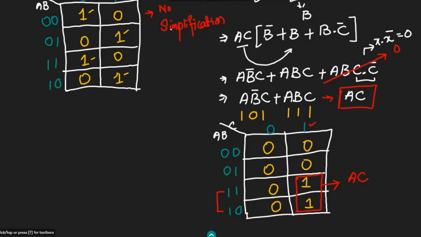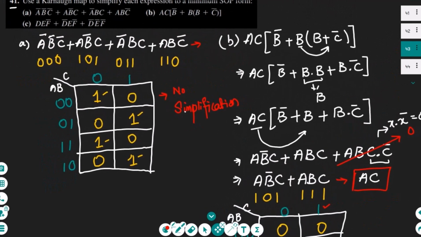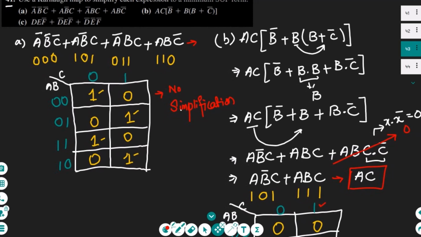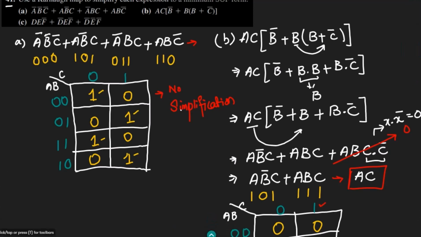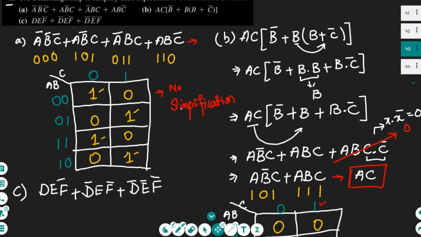Now let me go upward as well and look at the last part of this question, which is D E F prime plus D prime E F prime plus D prime E prime F prime. Let me write them here first. This is part C, here D E F prime plus D prime E F prime plus D prime E prime and F prime. So this is basically the term.